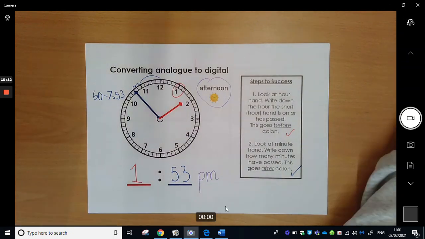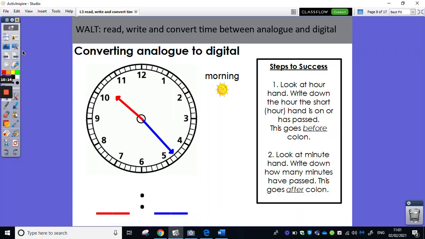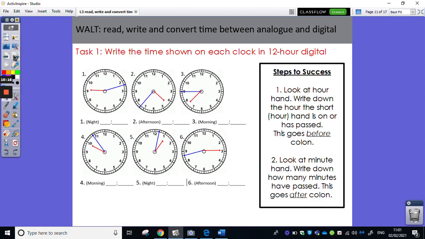Okay, I need to pop the video back on for you. So you're going to go away and have a go at that now. If you want to go back in the video and have a look again at when it changes to AM and PM, you can go back in the video and have a look at that, but your steps to success are there to help you.